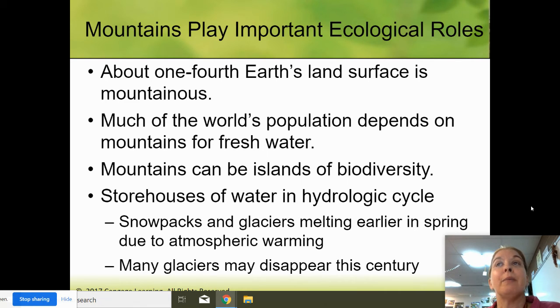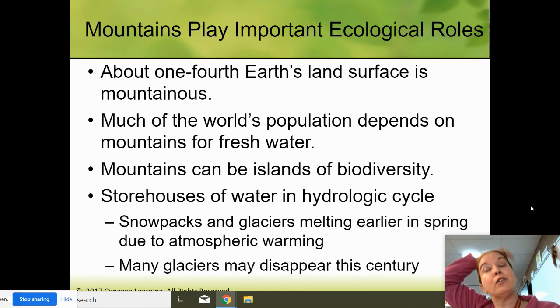Much of the world's population depends on mountains for fresh water. So it snows up at the top of the mountains, that snow melts, and then it comes down the mountain in rivers and streams and gets to the people. Mountains can be islands of biodiversity. Often the top part of the mountain has things on it that you wouldn't have elsewhere.